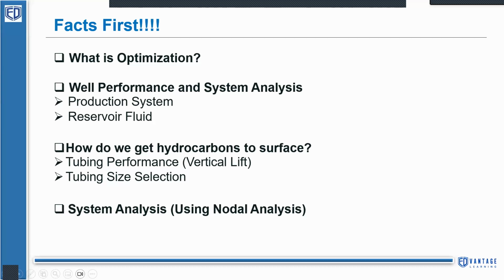So let's discuss the facts first. Can anyone answer me, what is optimization? If you can just unmute or you can type in the chat box. What do you understand about optimization from your experiences as a student or as a professional? You can type in the chat box if you're unable to answer verbally.